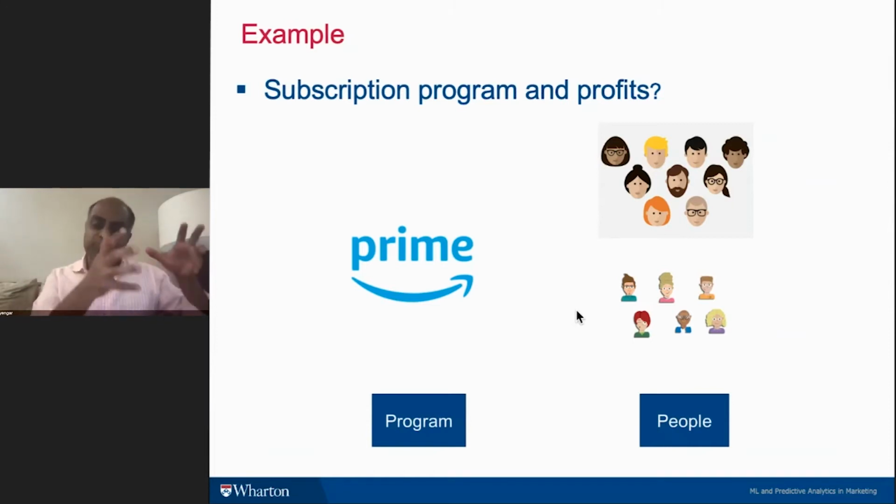Is it really the program that's impacting it, or is it the people that are impacting it? The type of people who take a subscription program, in this case Amazon Prime, and the type of people who don't might actually be different. So directly comparing just subscribers and non-subscribers, or members and non-members, might be like comparing apples to oranges. So how can we avoid that? So that was the basic story.